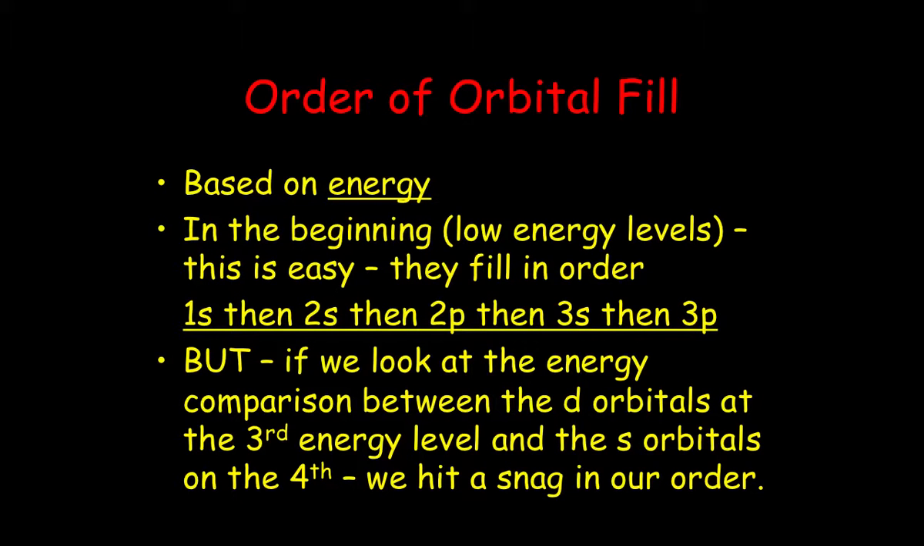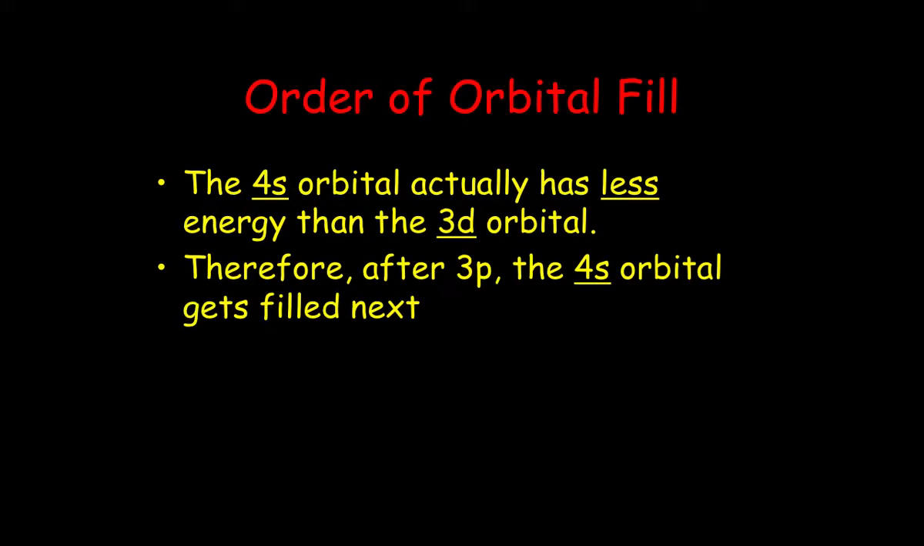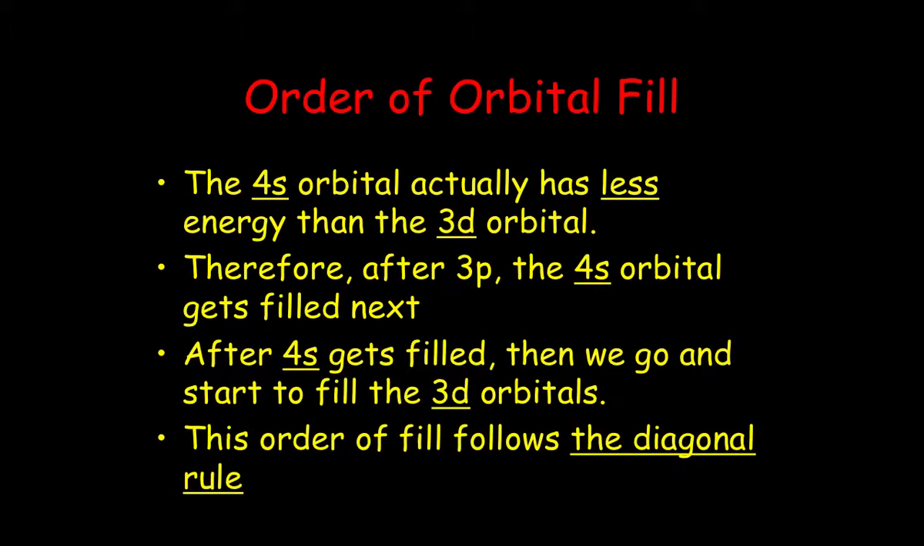If we look at the comparison between the energy of the d orbitals at the third energy level, so 3d versus 4s, we hit a snag. The 4s orbital actually has less energy than our 3d orbital. So after we fill up 3p, we don't actually go ahead and put orbitals into 3d. We first put them into 4s. After the 4s gets filled, and again, that's only 2 electrons, we go and we start to fill the 3d orbitals. And this order of fill follows the diagonal rule.